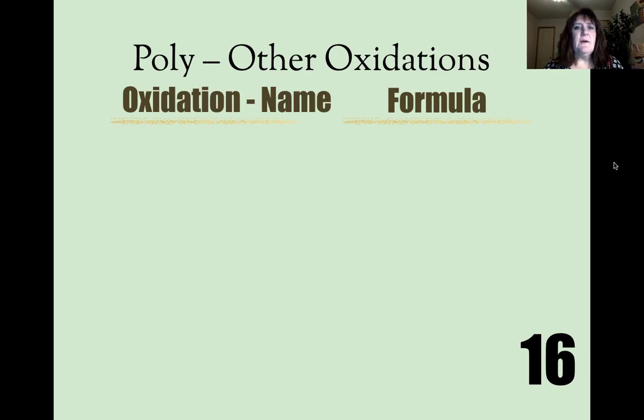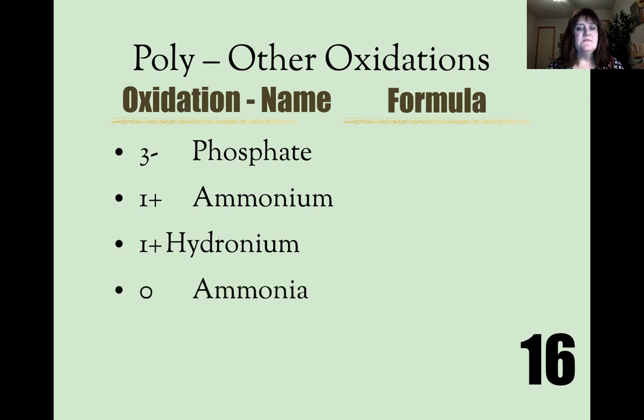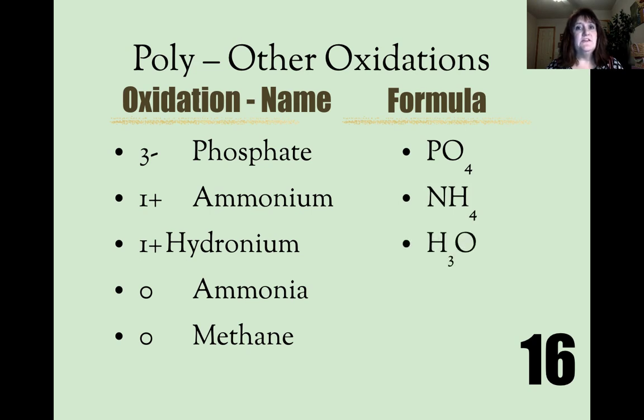Okay, so there is a group of polyatomics that have other oxidations. So an oxidation of 3 negative is phosphate. Oxidations of 1 positive are ammonium and hydronium. And oxidations of 0 are ammonia and methane. The formula for phosphate is PO4. Ammonium is NH4. Hydronium is H3O. Ammonia is NH3. And methane is CH4.